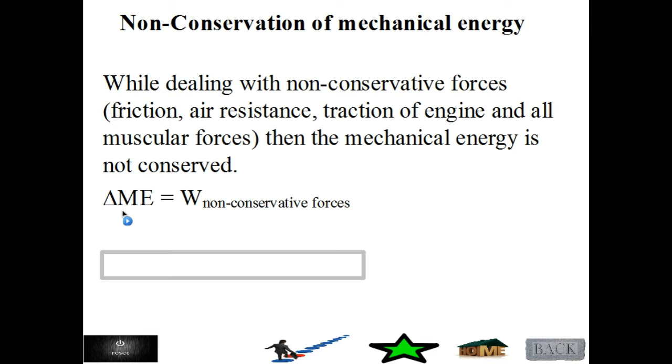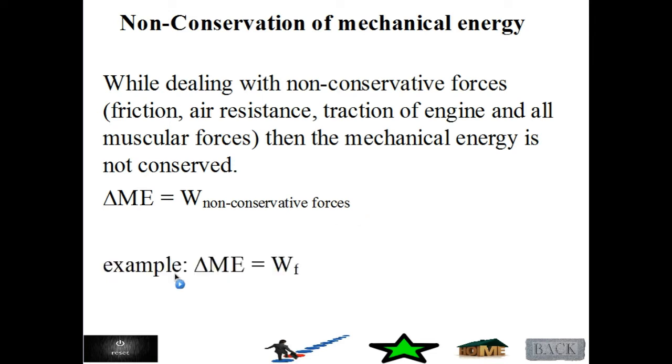Now, delta mechanical energy is no longer equal to zero, since it is not constant; it equals the work done by non-conservative forces. As many non-conservative forces as we have in the system, we will add them all. For example, if we have only friction, then we write delta mechanical energy equal to the work done by friction. And we use this formula only while mechanical energy is not conserved.